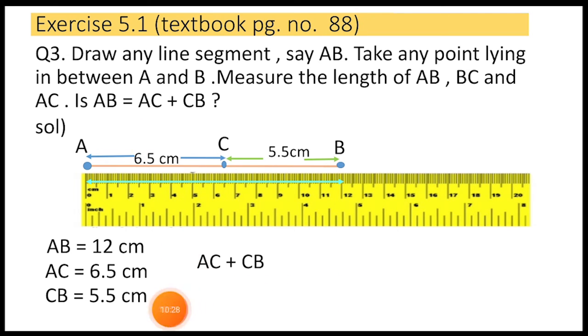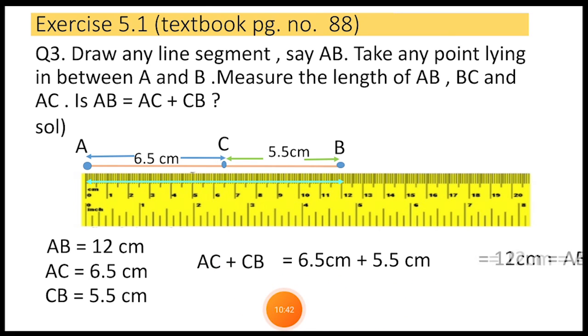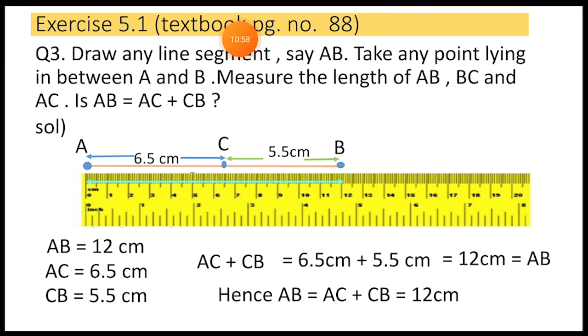So let's do that. Here we have written AC plus CB. Let's mention the measurements and take the sum. So 6.5 centimeter as it was AC, and for CB we have 5.5 centimeter. Let's see what we are getting after adding them. We have got 12 centimeter, and children, when we measured the length of A to B, we got 12 centimeter that time also. So we can say that this 12 centimeter is equal to the length AB. So here we can say that AB is equal to AC plus CB, which is equal to 12 centimeter in measurement.